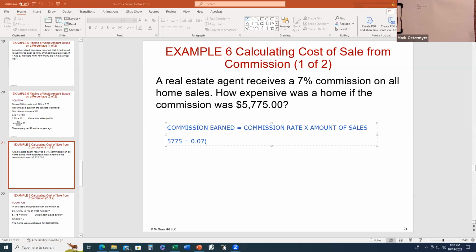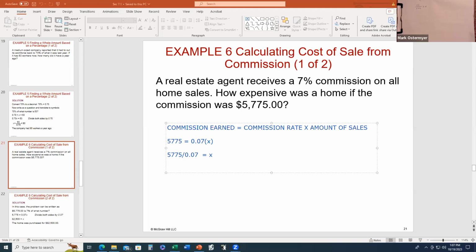but ladies and gentlemen, they want to know how expensive was the home that was sold to earn a $5,775 commission. We don't know what the price of that home was, so we'll call it X. Give it a variable name. We have to solve this equation for X. To do that, we divide both sides by 0.07. And that gives us X.